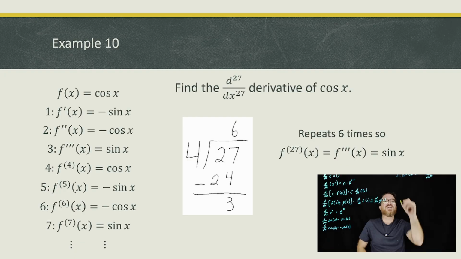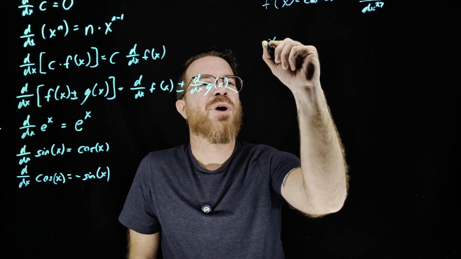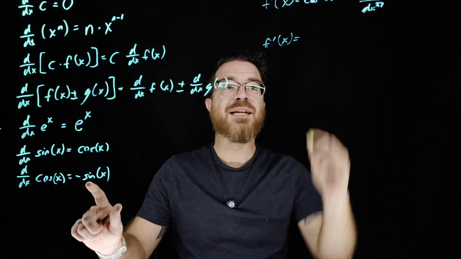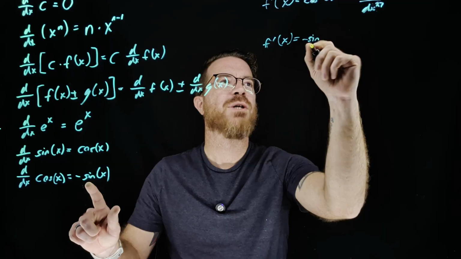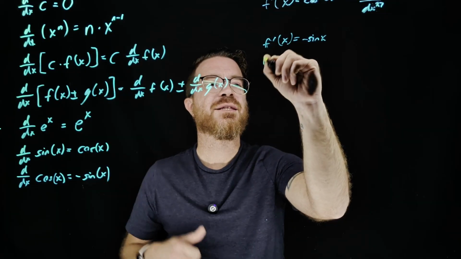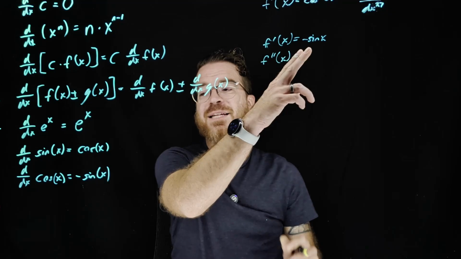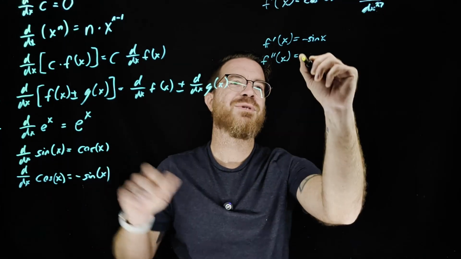Well, what we're going to do is first take the first derivative. So we have f prime of x, and this is going to be equal to negative sine x. We'll take the second derivative. So we'll take the derivative of negative sine x, which would be negative cosine x.